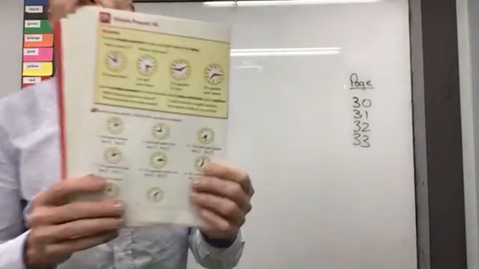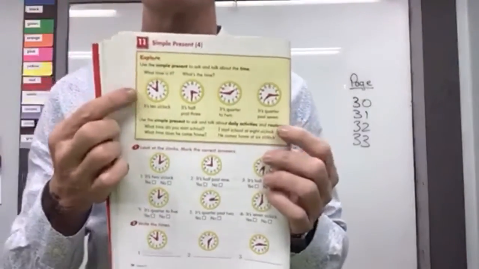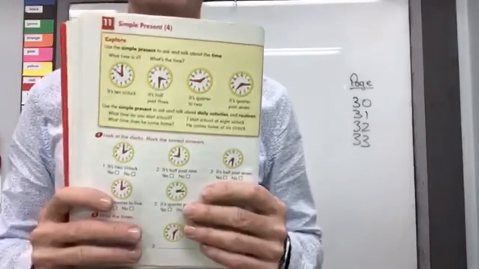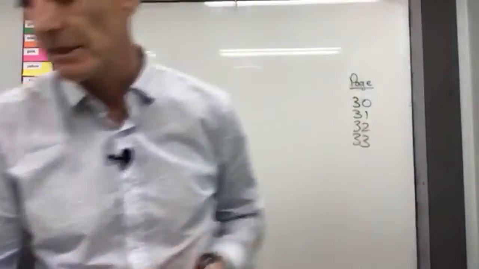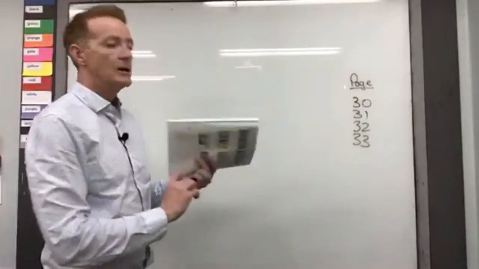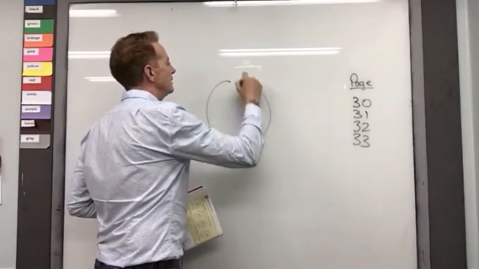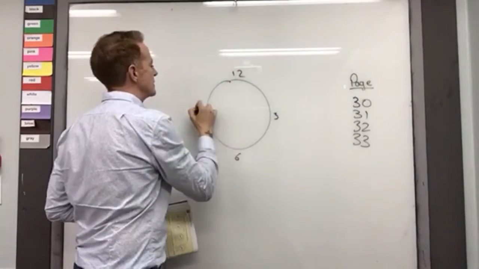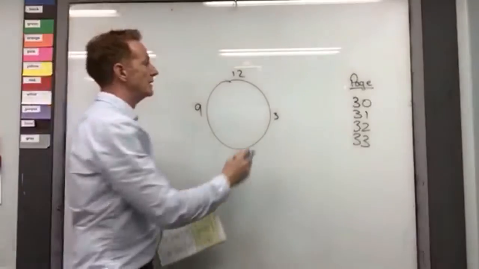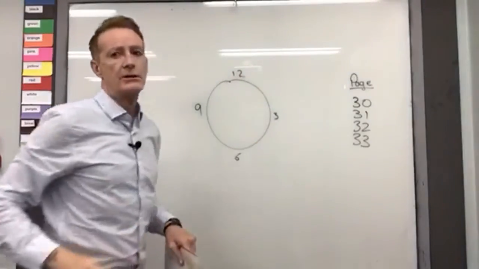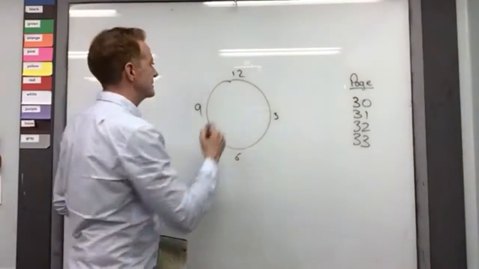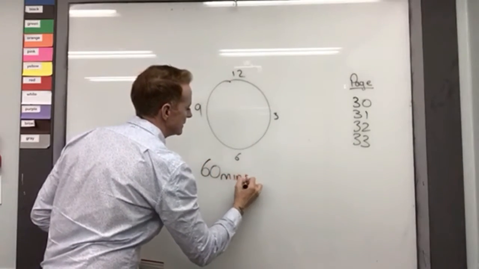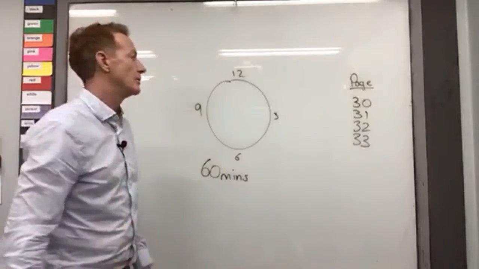All right, let's have a look at the yellow box here. We have some clocks here. Now, if you have a bit of trouble telling the time, let's try and make it easier for you. You have a clock here that has all the numbers. I'm just going to write these ones. How many minutes are there in 1 hour? There are 60 minutes in 1 hour.